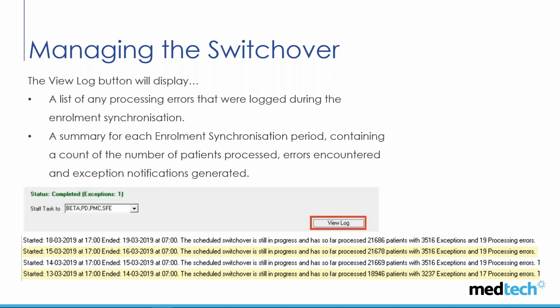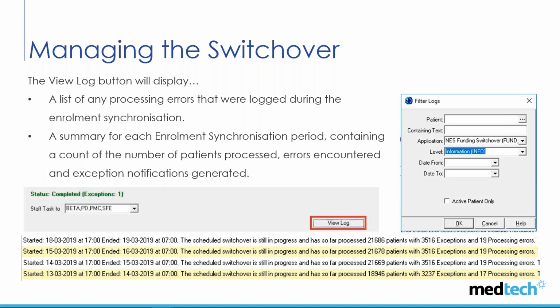So below the status section is the staff task field, which defaults to all staff members who currently have either system admin and/or setup access rights at the time of upgrading. The staff members who are ticked when the switchover completes will receive a single task summarizing all the exceptions and errors that need to be reviewed. The exceptions will be reviewed from the NES notifications inbox, and the errors can be managed from the view log button.